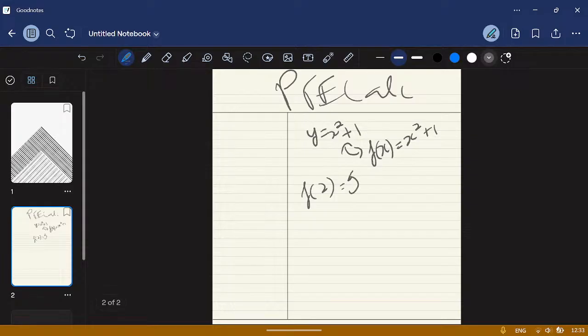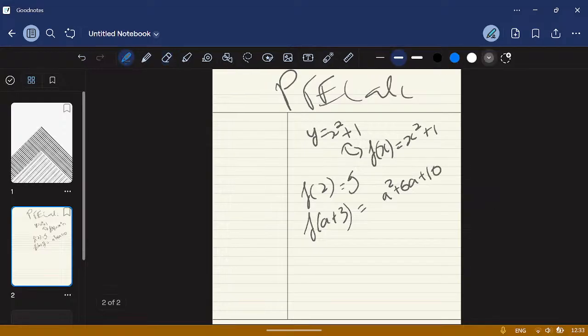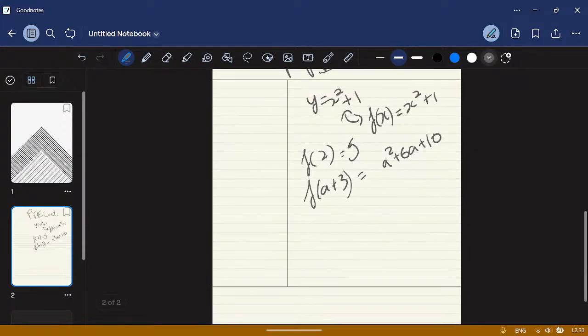Okay, what is f of a plus 3? This should be, bro, this is so tough. Plus 6a plus 9, okay, 10. Okay, so that's the first definition.